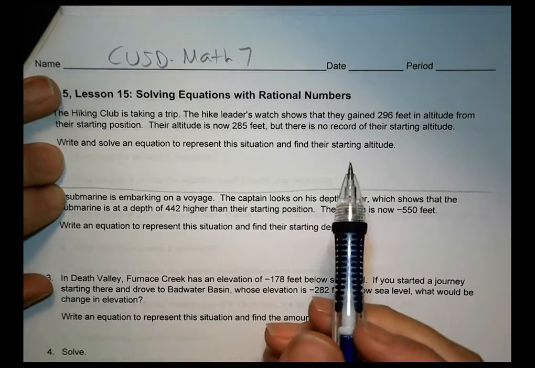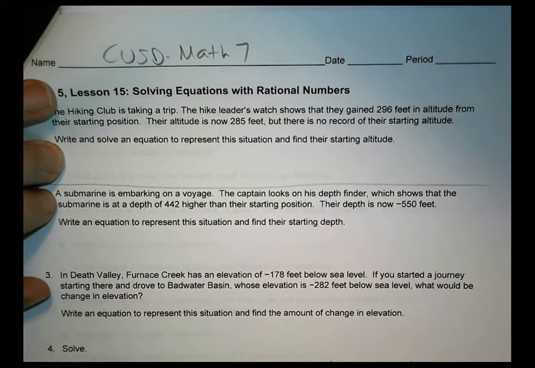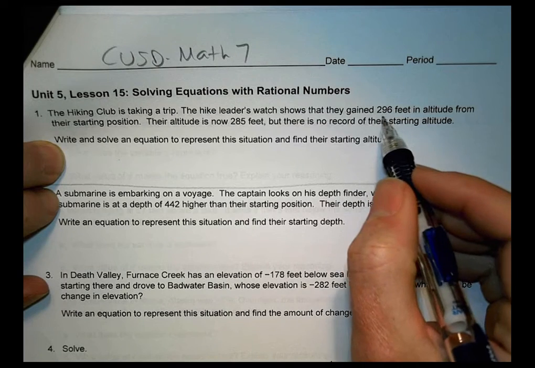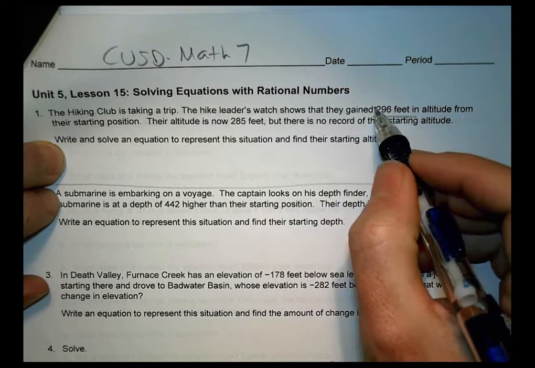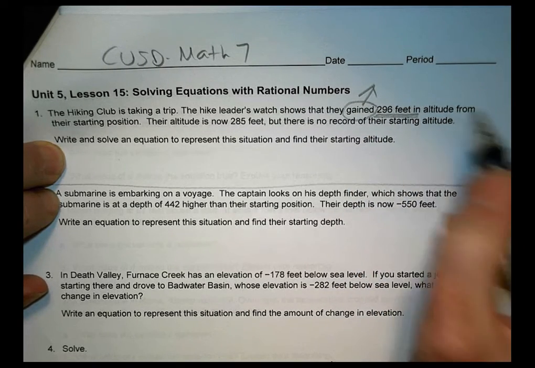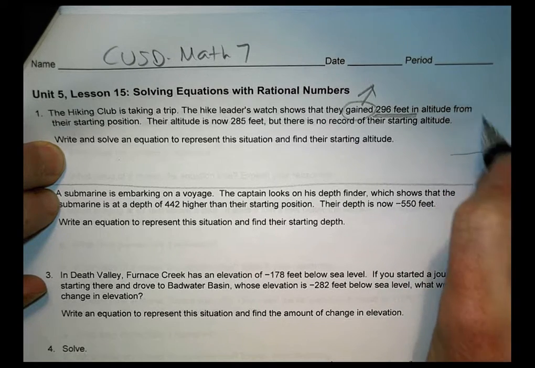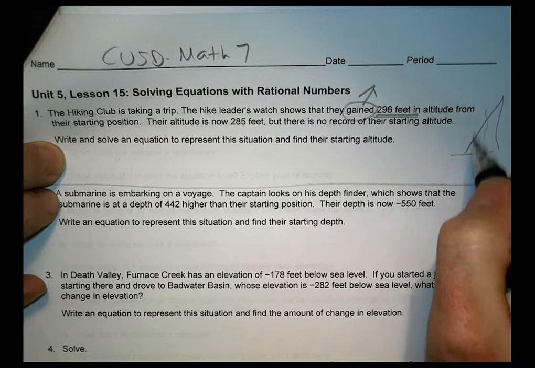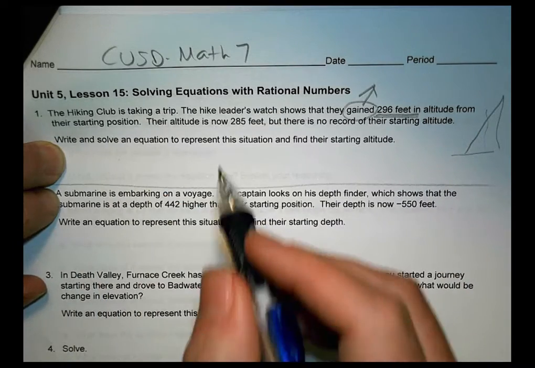First one's always our cool down from the lesson, so let's take a look at it real quick and at least read through it. It says the hiking club is taking a trip. The hike leader's watch shows that they gained 296 feet in altitude. Now notice it says that they gained, so there's going to be an increase here of 296 feet in altitude. Altitude is how high up you are. If this is ground level, it's how high up you are. Again, they're hiking, so think about a mountain. So they've increased their altitude. They've gained 296 feet from their starting position.